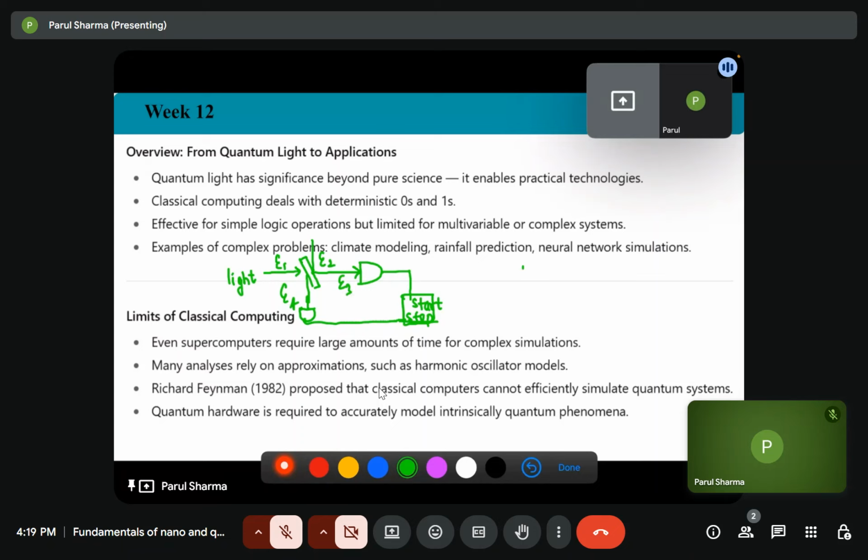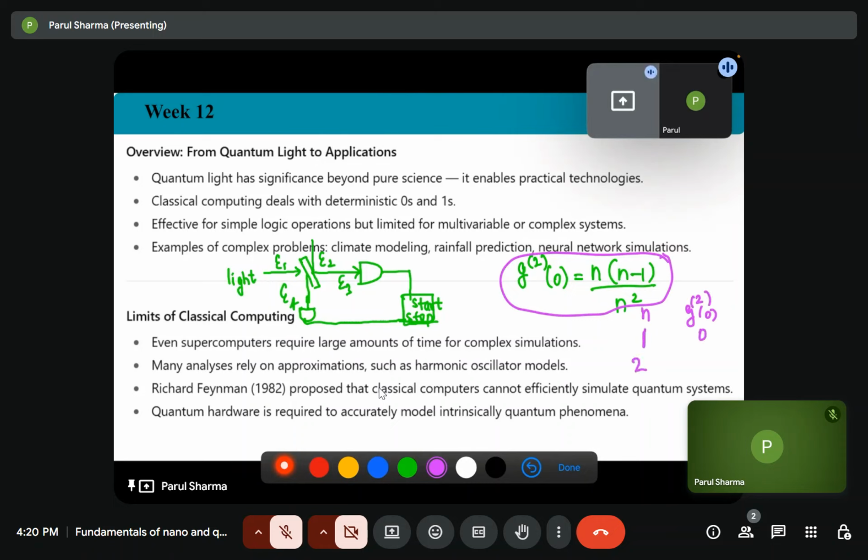So G2 at time 0 is given by n into (n minus 1) over n square. So suppose n is 1, then G2 is equal to 0. If n is equal to 2, it is 1 by 2. If n is equal to 3, it will be 2 by 3.